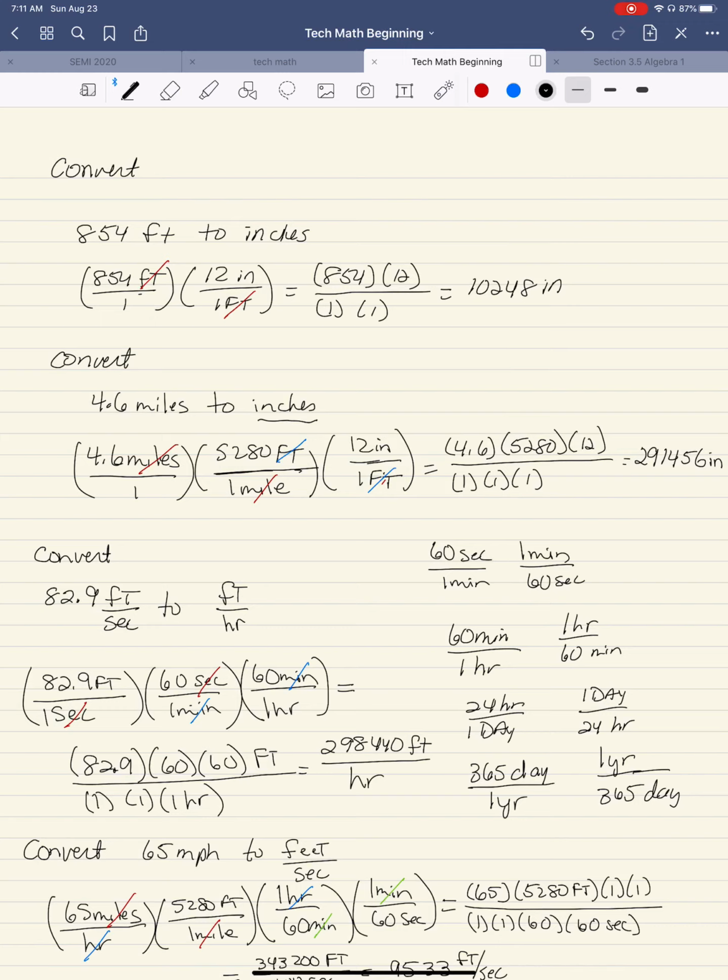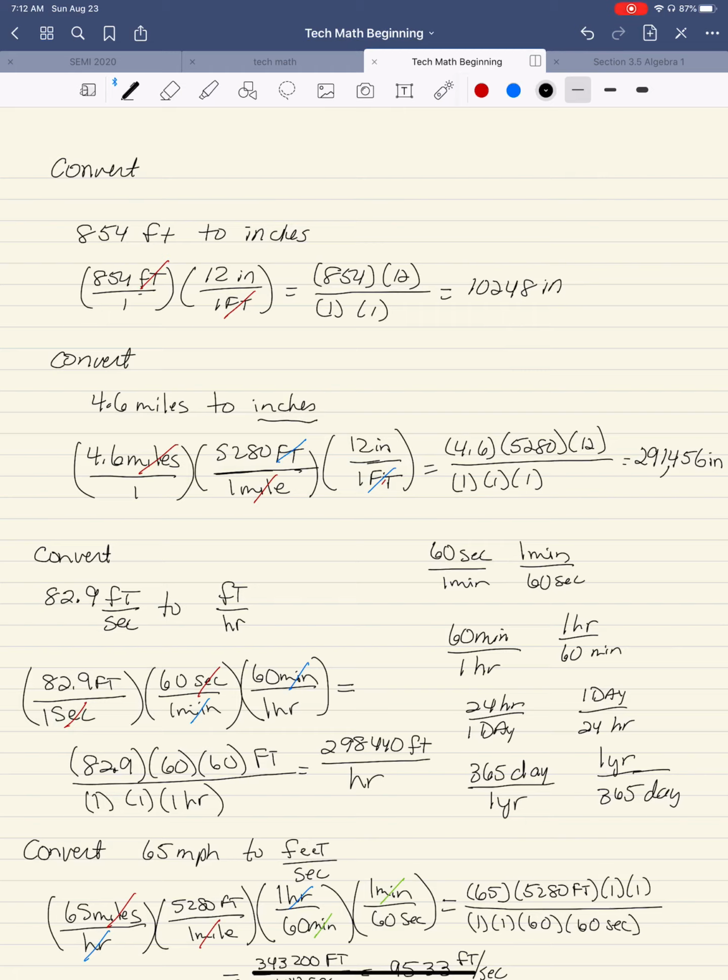So I'm going to have 4.6 times 5280 times 12 in the numerator, 1 times 1 times 1 in the denominator. You multiply those numbers out, and you end up with 291,456 inches. Some other conversion factors you can use for time are 60 seconds over 1 minute or 1 minute over 60 seconds, 60 minutes over 1 hour or 1 hour over 60 minutes, 24 hours in a day, 1 day is 24 hours, 365 days in a year, or 1 year is 365 days.